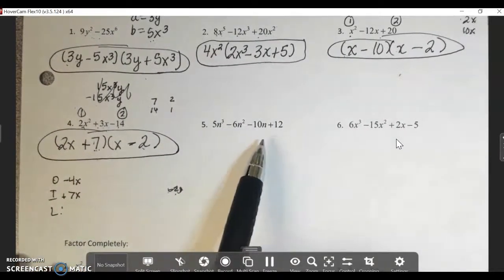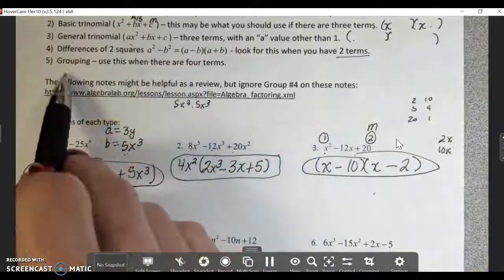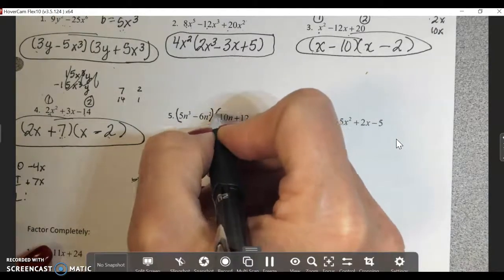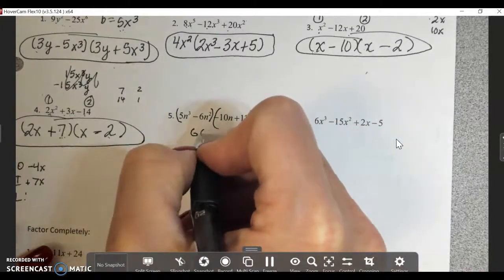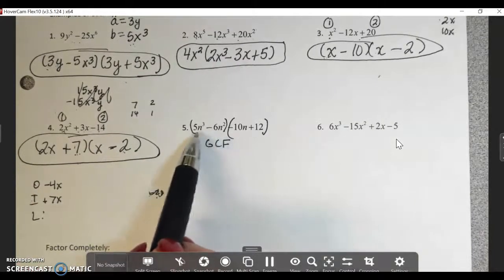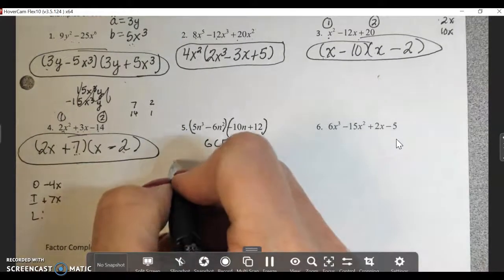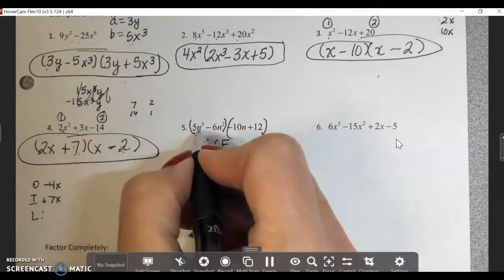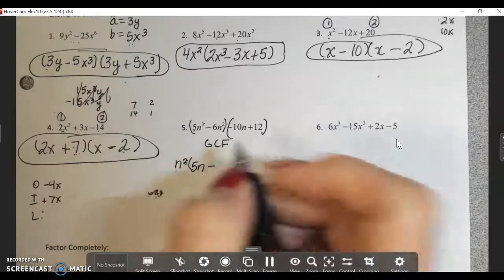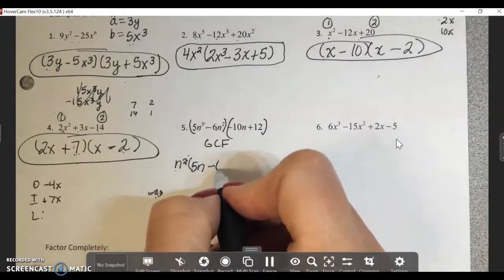All right, here's the new type that you may not have seen before. When I have 4 terms, I have to use grouping. So what I'm going to do is group these two, and group these two. And I'm going to look for GCFs. Looking at these first two, what is the GCF for just these first two? N squared. If I do 5n cubed divided by n squared, I get 5n minus. If I do 6n squared divided by n squared, I get 6.